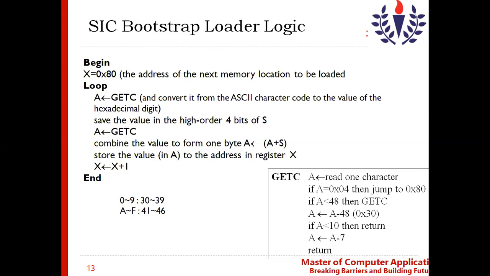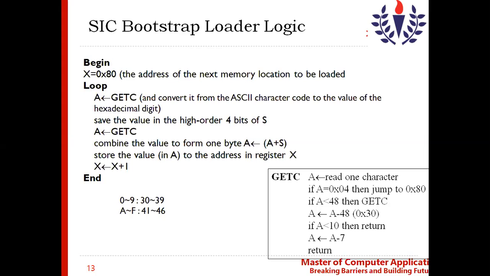Again, the second character will be read. Then combine the character in S and the character in A so that 1 byte will be formed. That 1 byte will be stored in the location 80, which is mentioned in the address X, the register X. So for that purpose, we use the register.